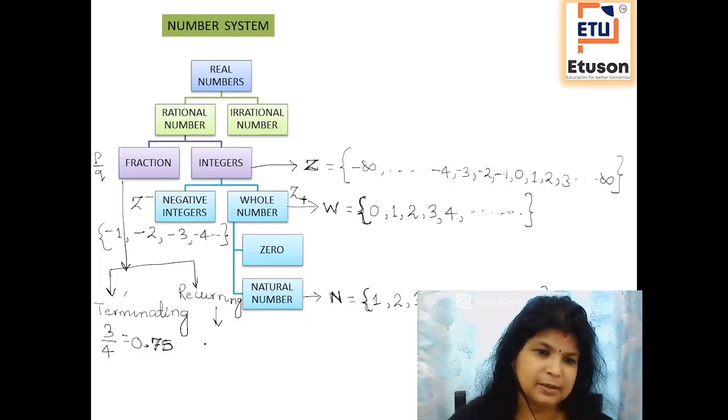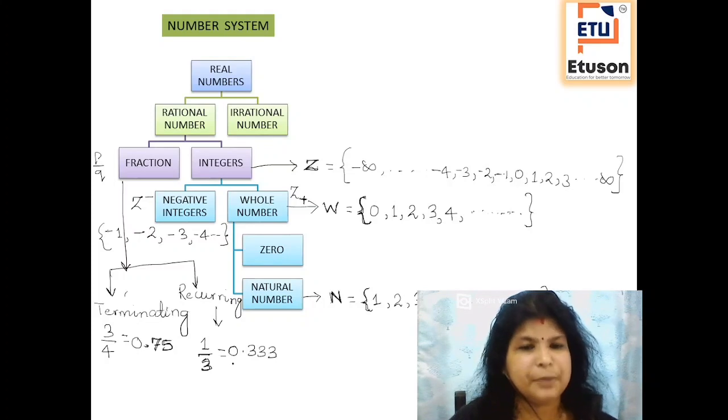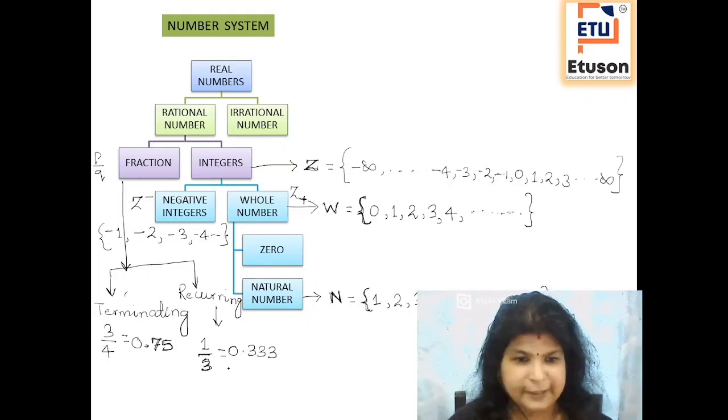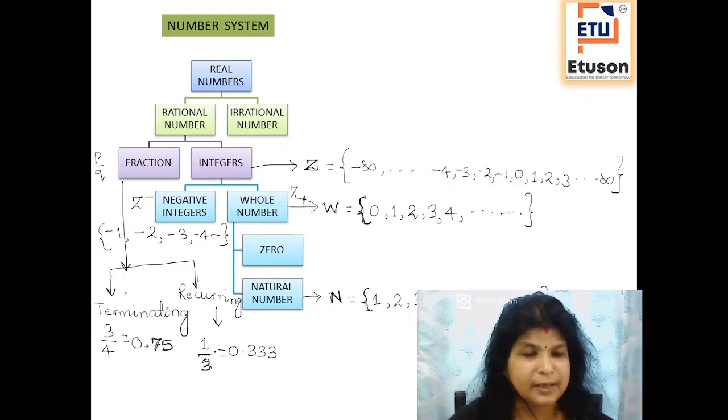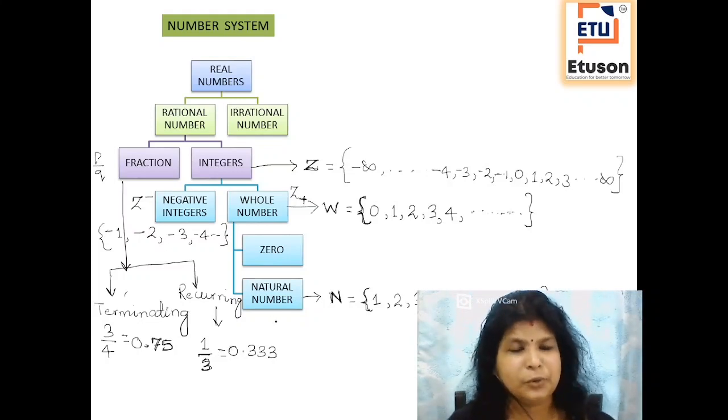But if it is recurring, suppose 1 by 3. In that case, the value is not going to end at some point. This 3 is going to be repeated infinitely. So it is a recurring decimal. Okay, so all this concept you already know.